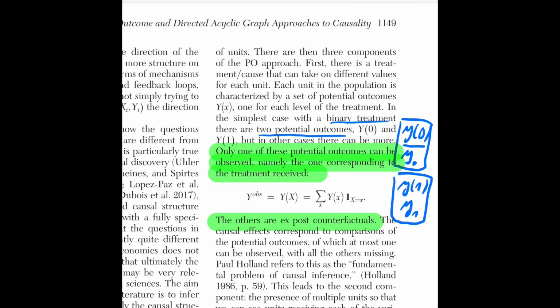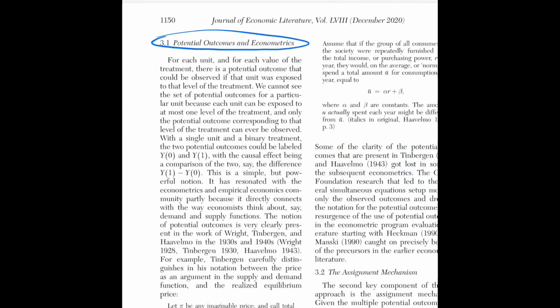And the causal effect corresponds to the comparison of the potential outcomes, of which at most one can be observed, with all the others missing. And that's what is called the fundamental evaluation problem. Potential outcome in econometrics, just as a repetition, right? So we have two potential outcomes, y0, y1, and the causal effect is a comparison of the two, say the difference between these two. This is simple but powerful as a notion.